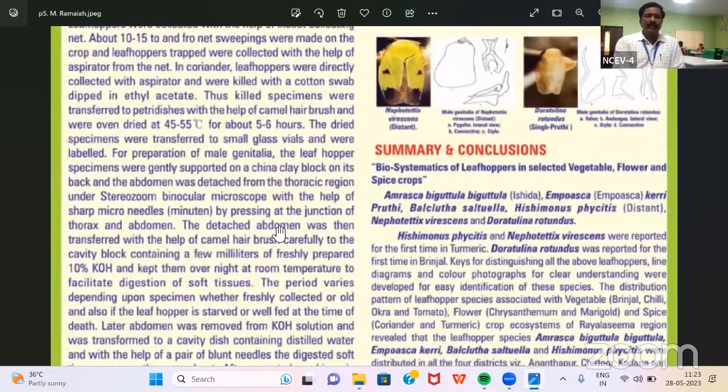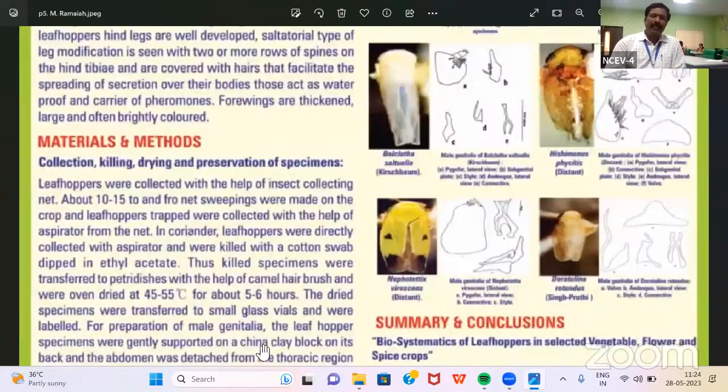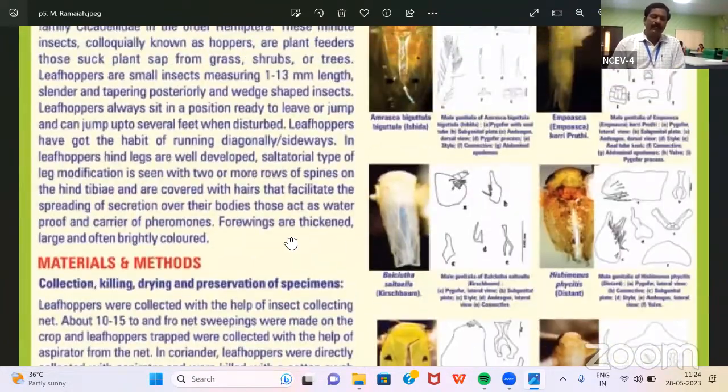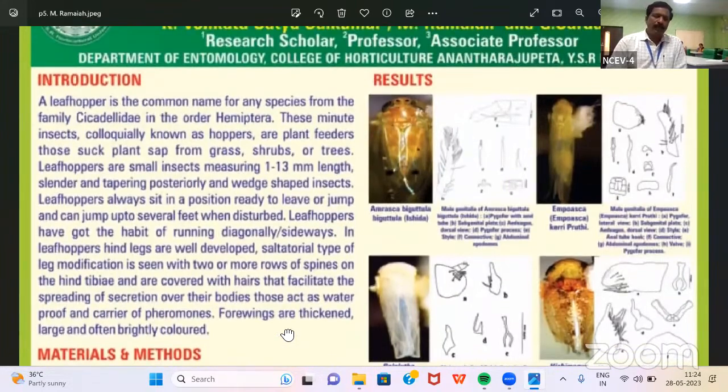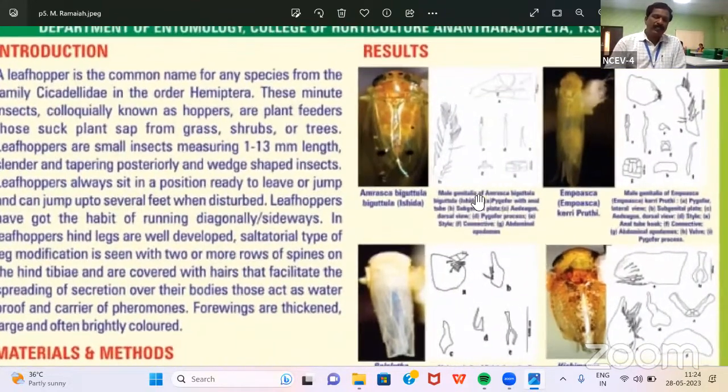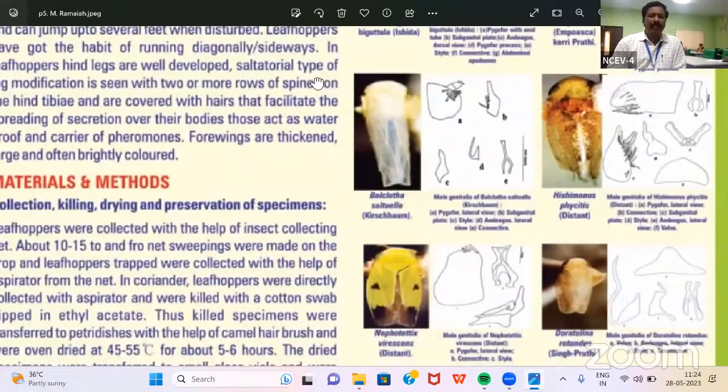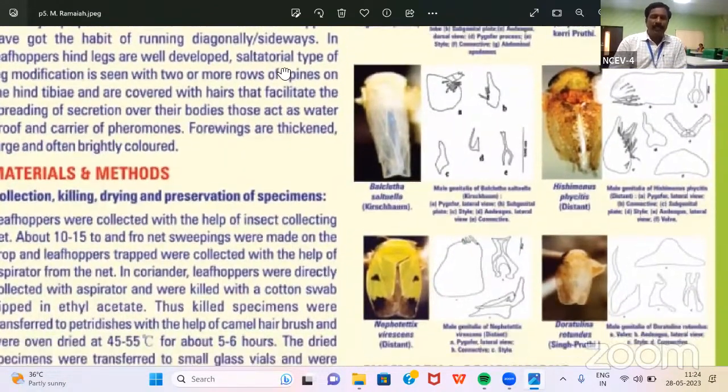Next you can see some of the insects whose genitalia were dissected by my student, such as Amrasca biguttula. The genitalia are the major basis for the classification of insects. If any insect is newly available, you have to dissect the genitalia and describe the male genitalia.